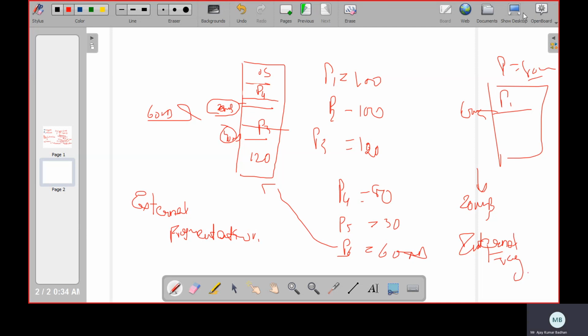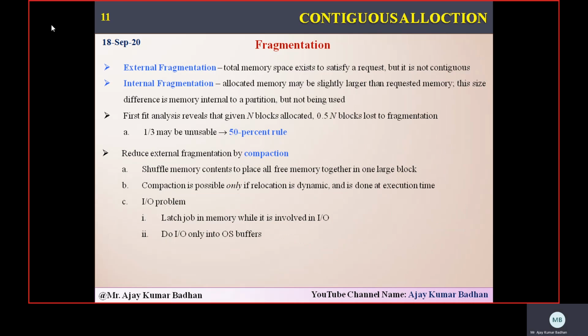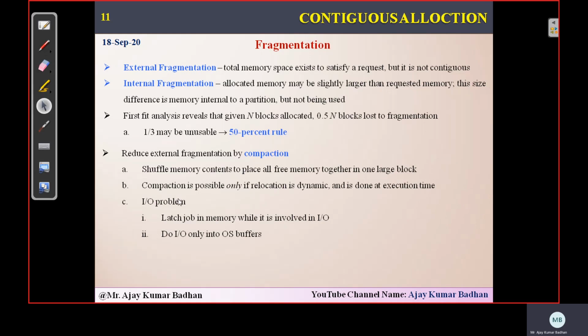Okay, so that is the whole scenario related to this. That is what has been explained and represented in this particular slide. Okay, we'll stop here. In the next session, we'll be discussing the techniques. There are two different techniques we have. To overcome this fragmentation, we have a technique called compaction.